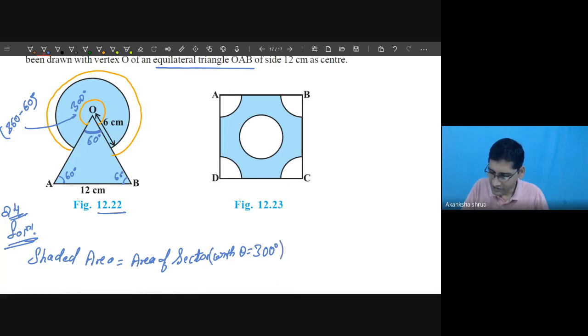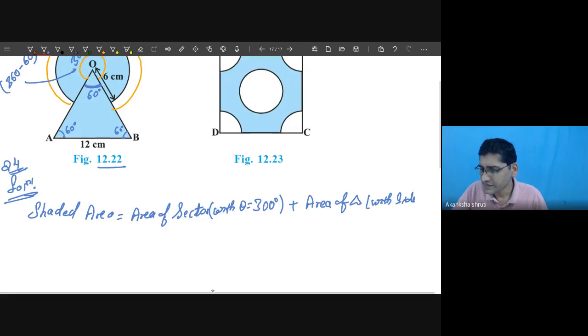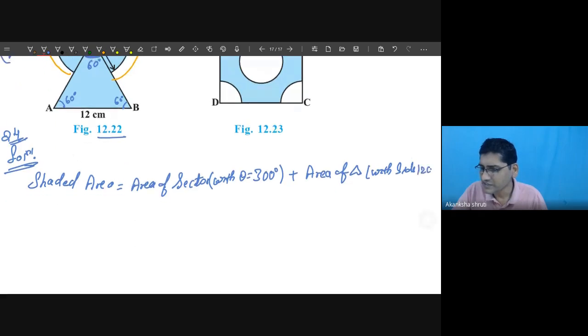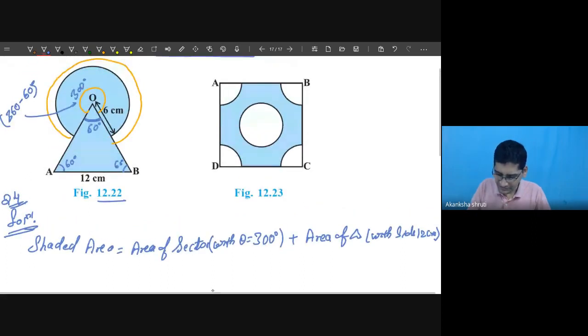If you have doubt which sector is representing this, you can give the name with the help of the angle itself, plus area of triangle with side 12 centimeter. Okay, so just let us substitute it.